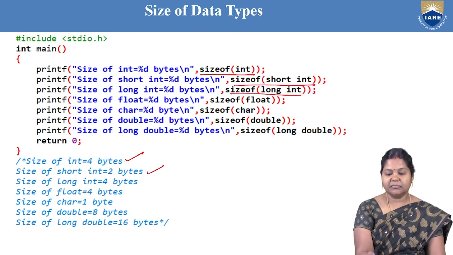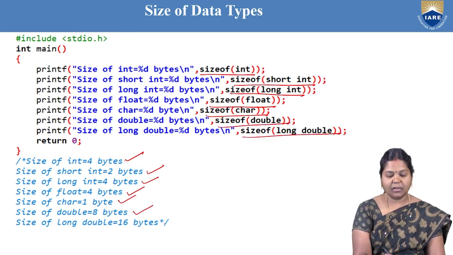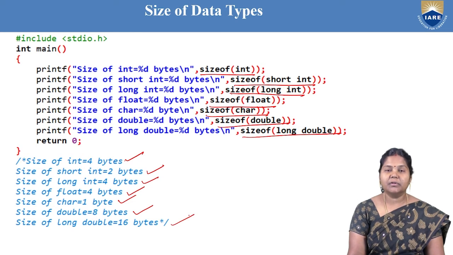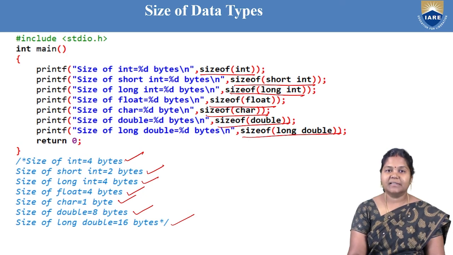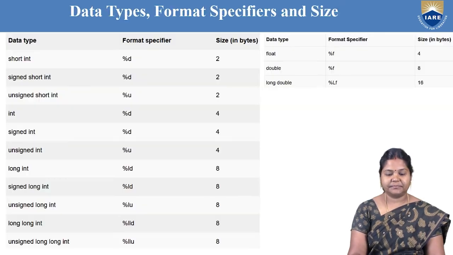What is the size of long integer? It is 4 bytes. What is the size of float? It is again 4 bytes. What is the size of character? It is 1 byte. What is the size of double? It is 8 bytes. What is the size of long double? 16 bytes. And so on. You can verify in your system that based on your system type, you can check the size of each data type.